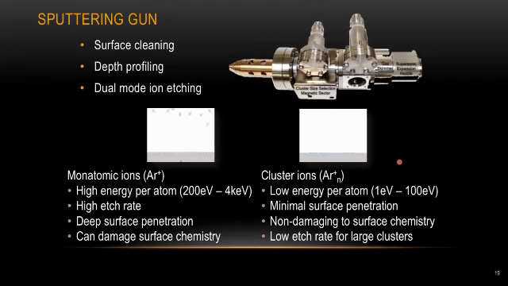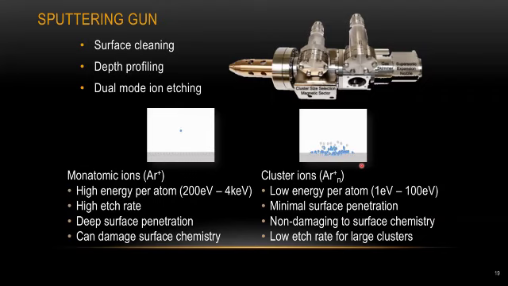That's why most of the time, if you're working on some kind of organic material, something like carbon-based material, we'll be using cluster ion to do the etching, so you can still preserve the chemistry on your sample surface. But if you want to etch into some inorganic material, you definitely need to use a monatomic ion to do the etching.